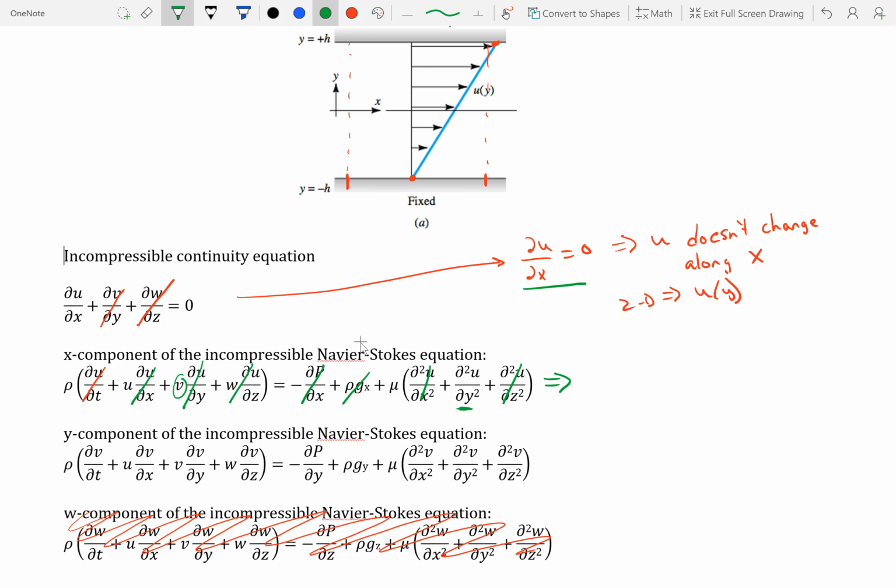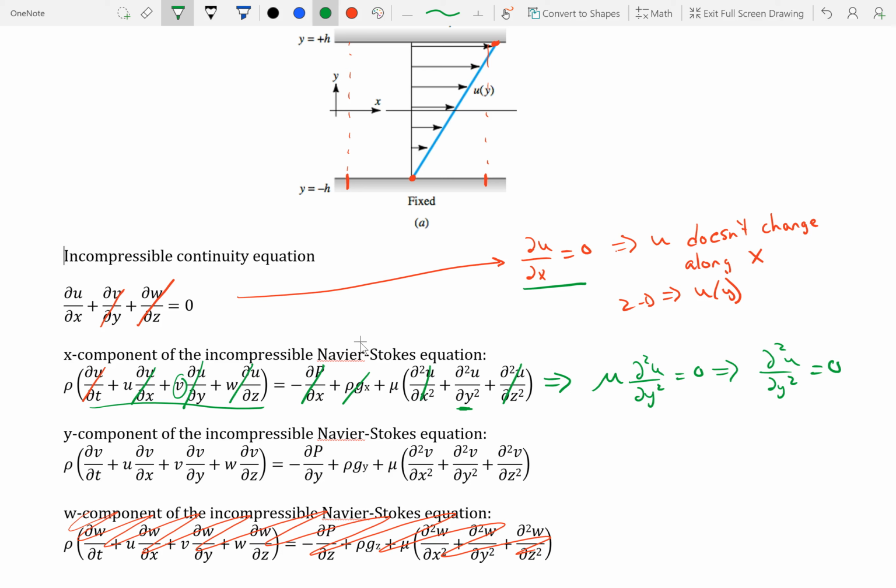All right, so based on this equation, everything here is 0 on the left. This is all 0. That's 0, 0, 0. We end up getting mu d squared u dy squared equals 0, or really just d squared u dy squared equals 0, because the mu goes away.